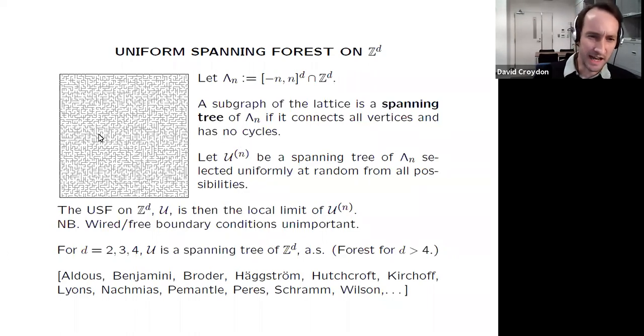Actually this picture is maybe not the best because I put on wired boundary conditions. That means I thought of the boundary as one vertex rather than a whole load of separate vertices. In this story it's not going to really matter, but for some graphs it might. But anyway, this is a finite graph. There's a finite collection of these spanning trees, and so we can choose one uniformly at random. And that's the uniform spanning tree on this graph.